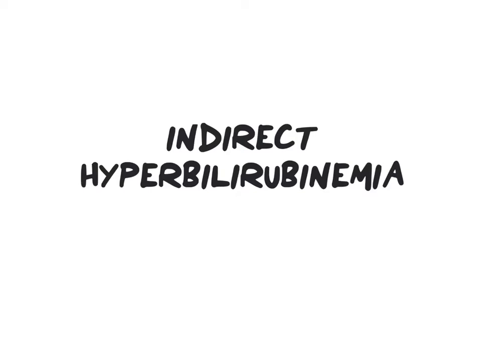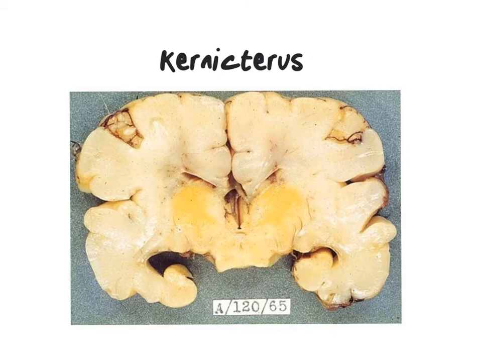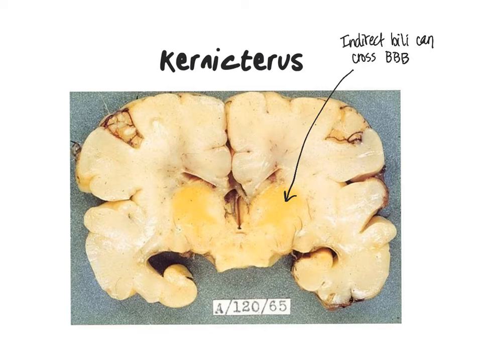So jumping right into indirect hyperbilirubinemia. So unconjugated or indirect bilirubin is a problem in infants because it has the ability to cross the blood-brain barrier and ultimately gets deposited in the brain where it can enter neurons and eventually cause cell death. In particular, this tends to affect the basal ganglia. And this process and pathology is called kernicterus.